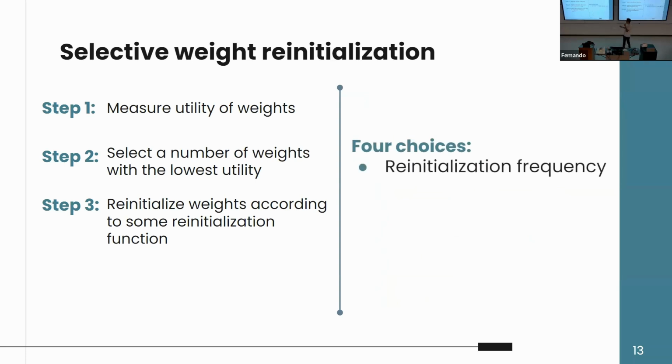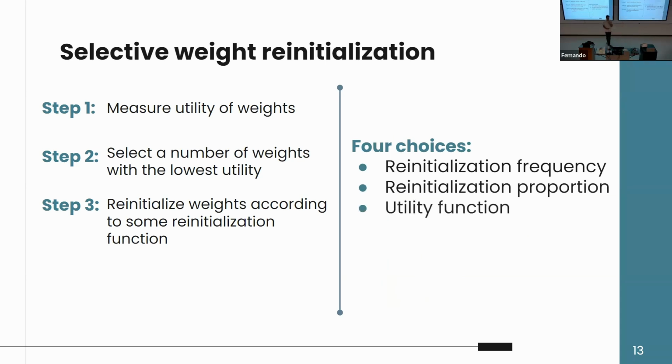First is the reinitialization frequency, how often to reinitialize weights. Second is the reinitialization proportion, which is how many weights to reinitialize on each reinitialization step. Then the utility function and the reinitialization function. So the first two are just values that you choose for the algorithm. For the other two, there's a little bit more nuance on how to select them.